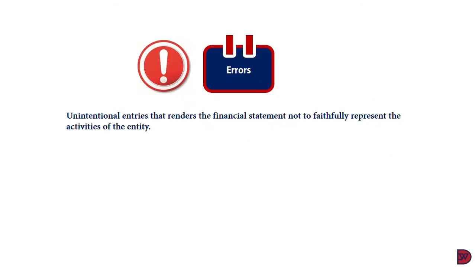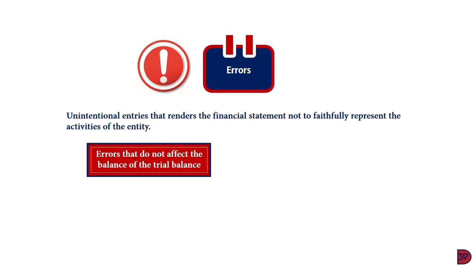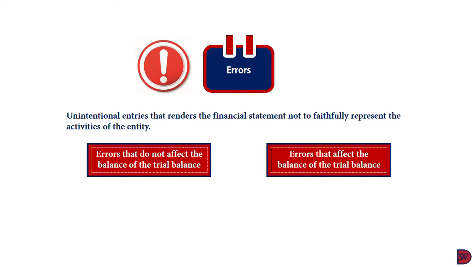So we first take a look at errors. Errors are unintentional entries that render the financial statements not to faithfully represent the activities of the entity. Now, there are two types of these errors. The first is those that have no impact on the balances of the trial balance. The second type of error is those that will cause the sides of the trial balance to not match. Let's first take a look at the errors that will have no impact on the balance of the trial balance.